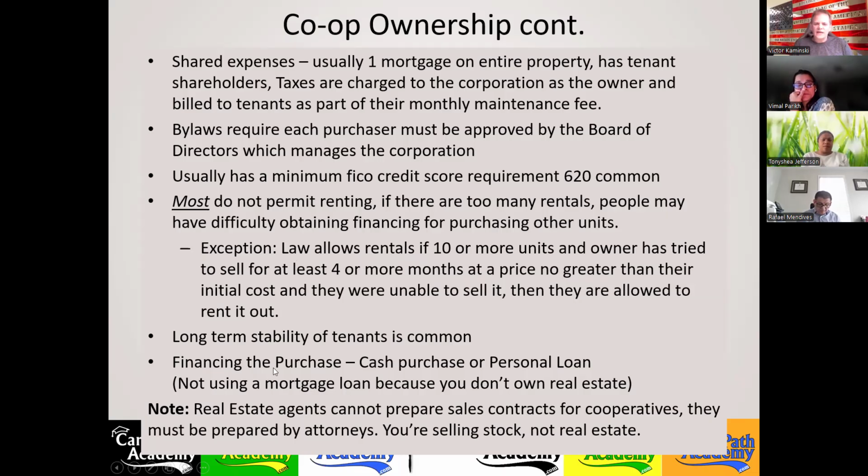And financing the purchase is going to be cash or a personal loan, not a mortgage loan, because you don't own real estate, so you can't pledge it as security for the loan. That's what a mortgage loan is. Real estate agents cannot prepare sales contracts for cooperatives. They must be prepared by attorneys. You're selling stock, not real estate. So we can advertise them, but we don't actually prepare the contract for the sale of a co-op. That needs to be prepared by attorneys. Okay.